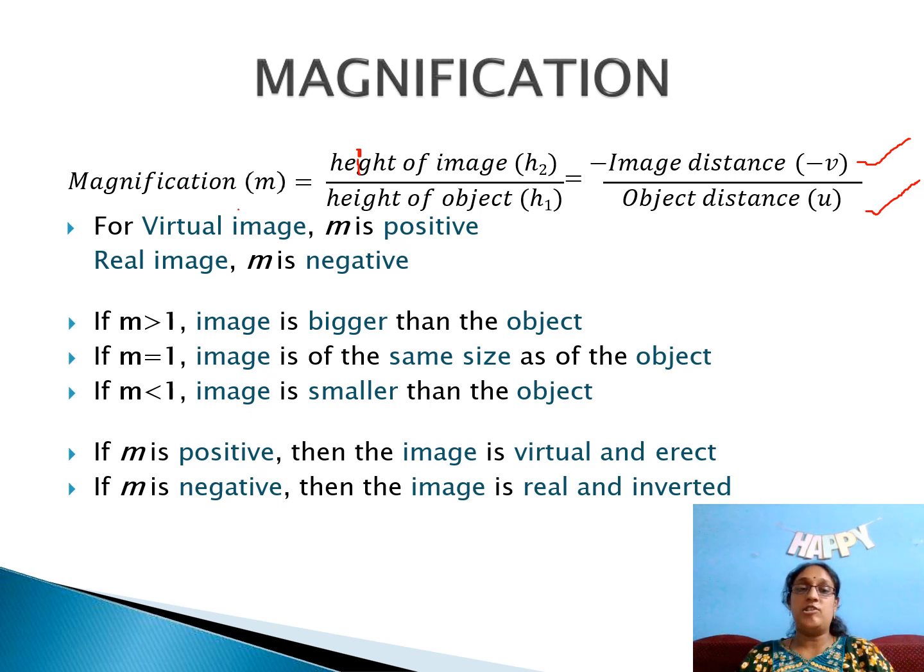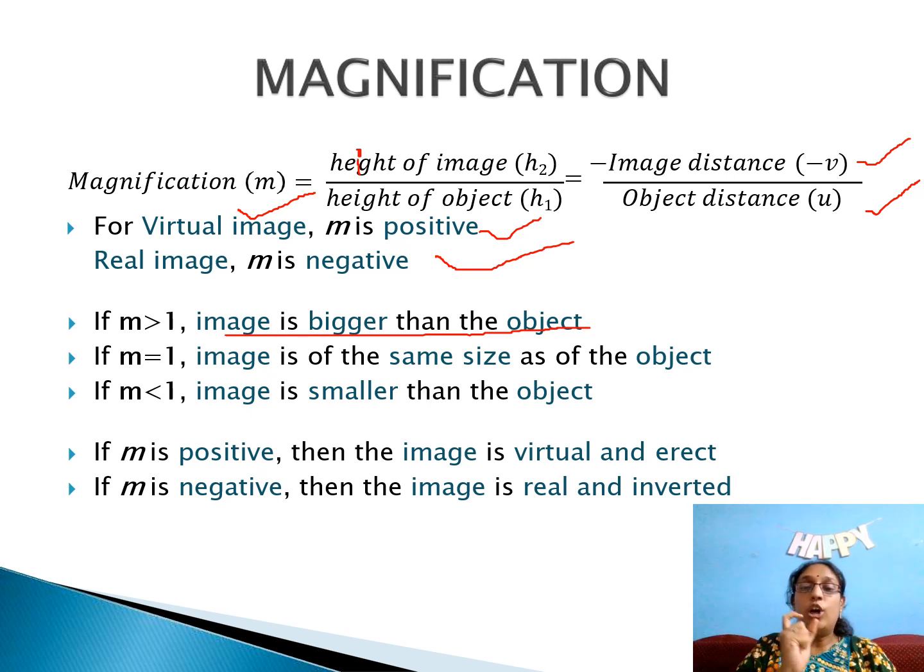For a virtual image, that is the false image which we cannot capture on a screen, the magnification is positive. For a real image, the magnification is always negative. When the magnification is greater than 1, the image is bigger than the object. Can you get it? And when it is equal to 1, it means it's the same size. When the object is placed at the center of curvature, you'll get the image at the center of curvature.